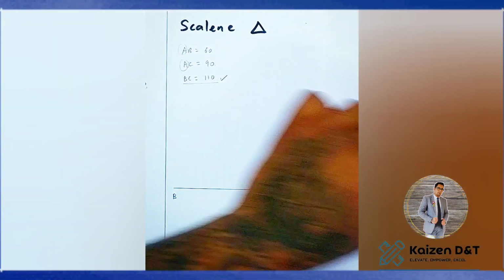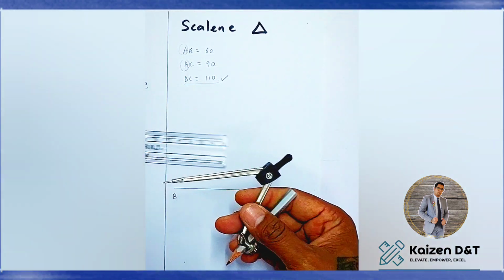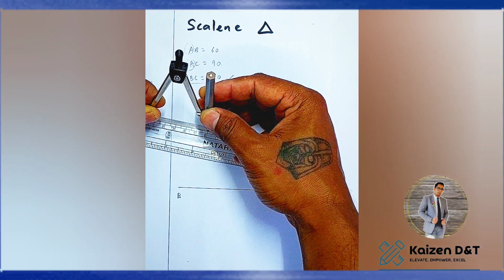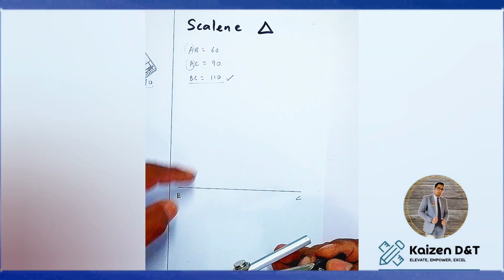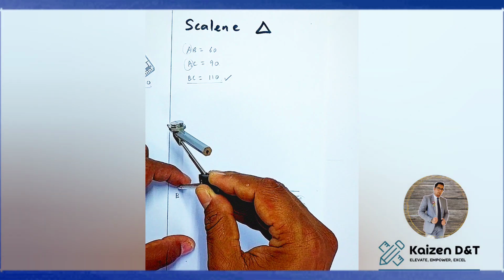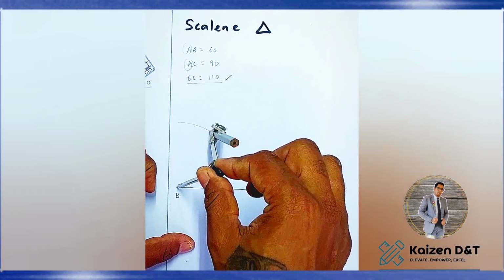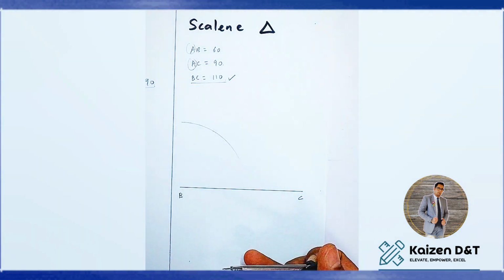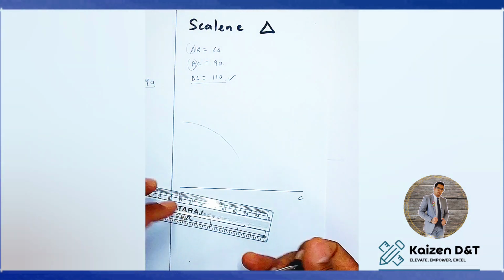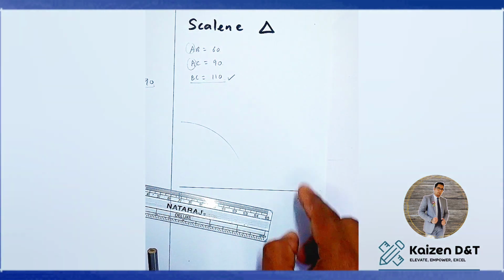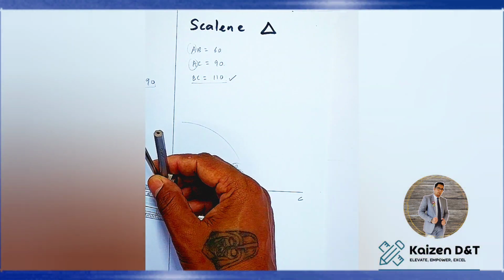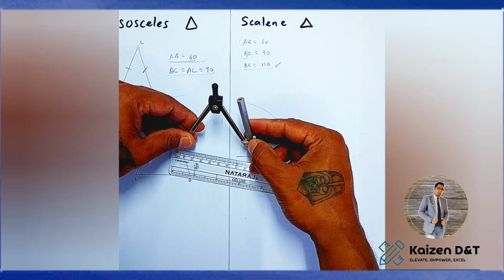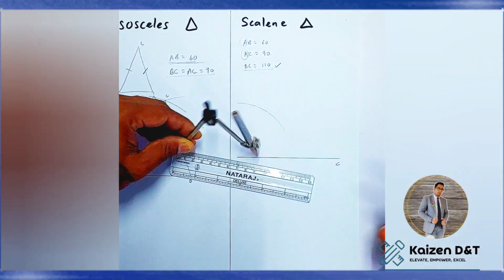So first of all, you take your compass, you measure 6 centimeters, this much, and then the distance from B to A is 60. So we draw an arc like this. You should remember that in all of the exercises, the arcs have been drawn using very faint lines. And then the distance from A to C is 90 millimeters, so we measure 90 millimeters on our ruler like this.